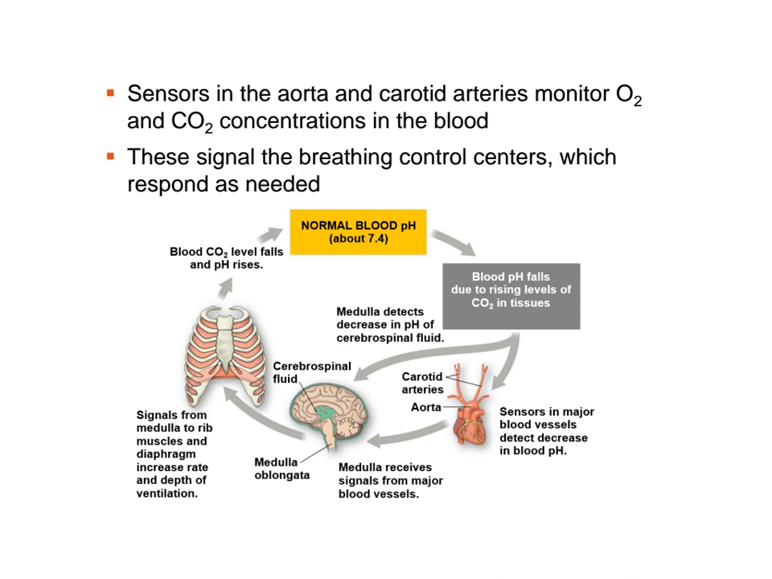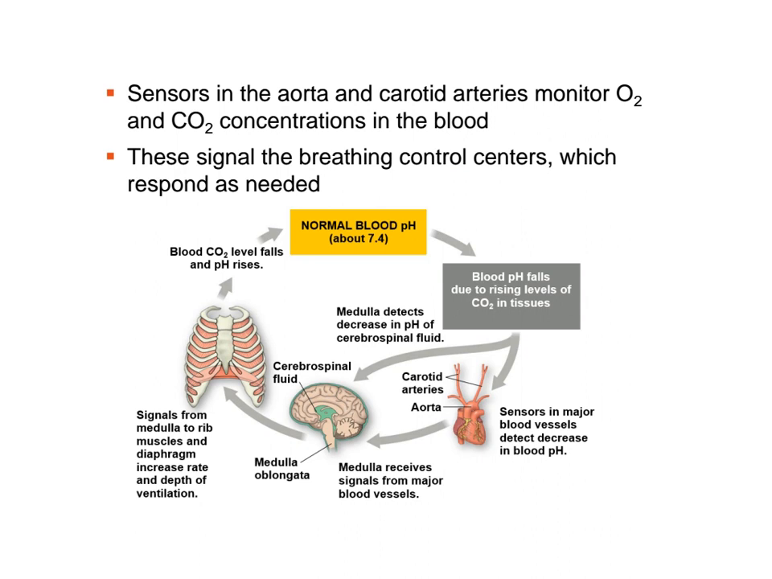Okay, to recap a little bit of what I just mentioned, because I know it was a lot: sensors in the aorta and carotid arteries monitor oxygen and CO2 concentrations in the blood. They can also monitor pH, as shown here. The medulla will monitor primarily changes in pH. So all these signals go to the breathing centers, which respond as needed, as we just mentioned earlier.